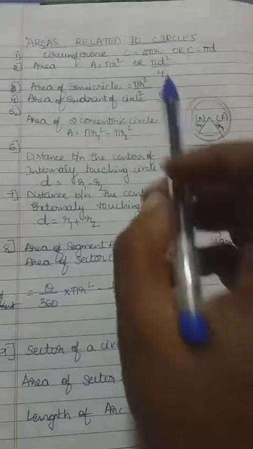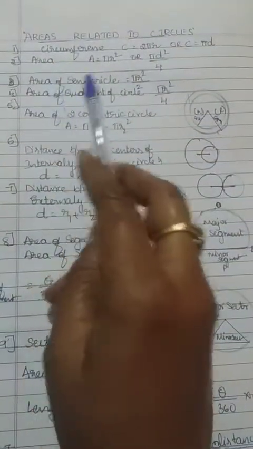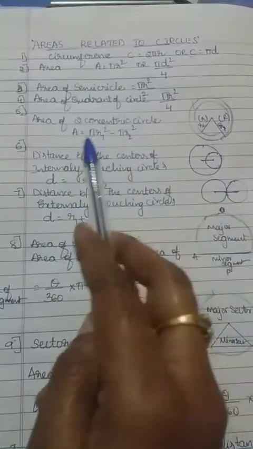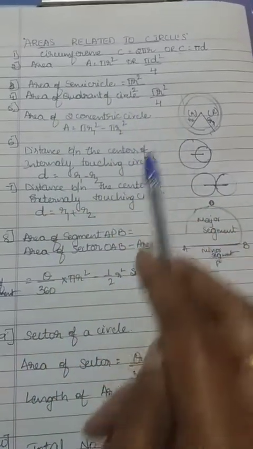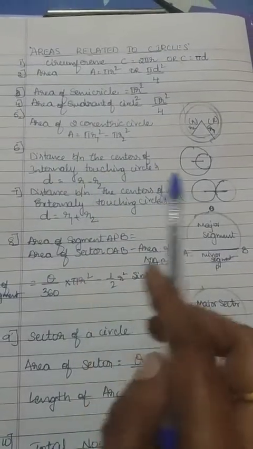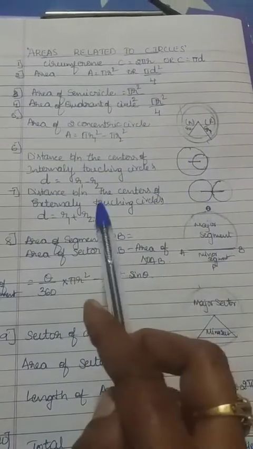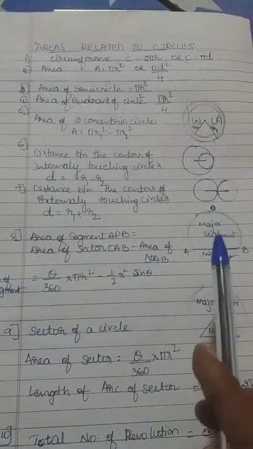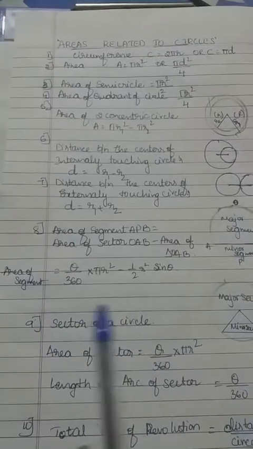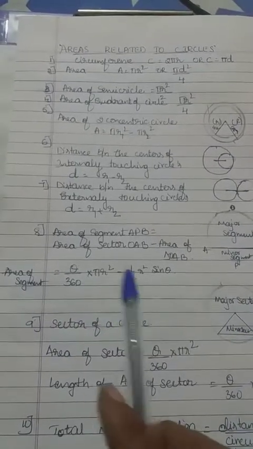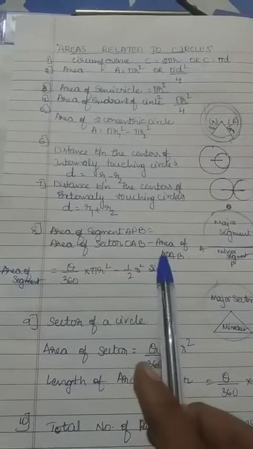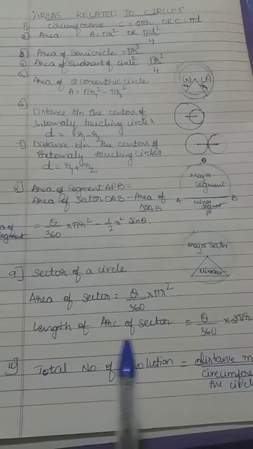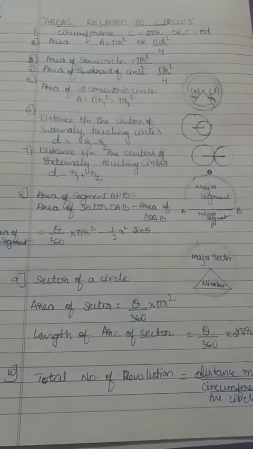You have to note down the area of a circle, circumference, area of semicircle, area of quadrant of a circle, area of two concentric circles, and distance between the centers if the circles touch internally, and if they touch externally, then area of segment APB, which is theta divided by 360 into pi r square minus 1 by 2 r square sin theta, sector of a circle, area of sector, length of an arc of sector, and total number of revolutions.